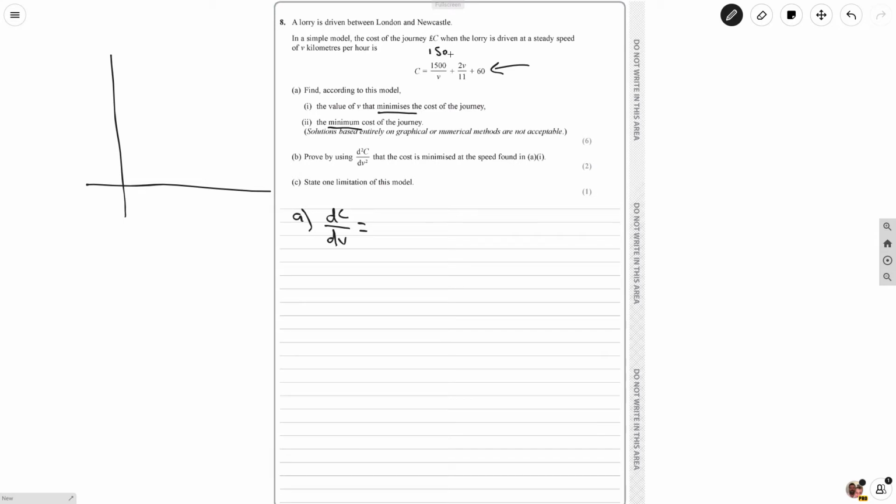This is 1500 V to the minus 1. So I'm going to look at that and differentiate it. I'm going to bring the minus sign down to the front and reduce the power by 1. The next one's easy enough. It's just 2/11 times V, so that differentiates to 2/11, and the 60, when you differentiate it, goes to 0. So we get this function.